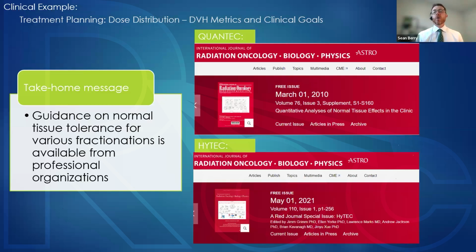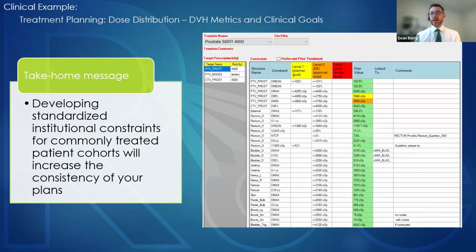So for example, QUANTEC has been around now for over 10 years. Those are normal tissue values. There's a newer one called HyTEC, which is for hypofractionated treatment. And I believe there's one being created now for pediatric patients called PENTEC. So that's just one source. There are also international protocols that you can look at as well as in-house.